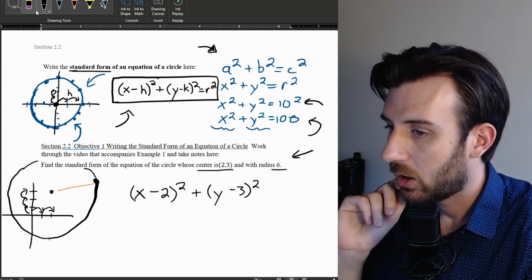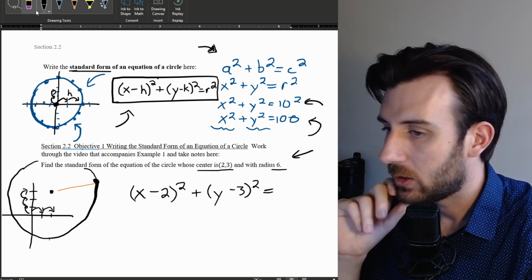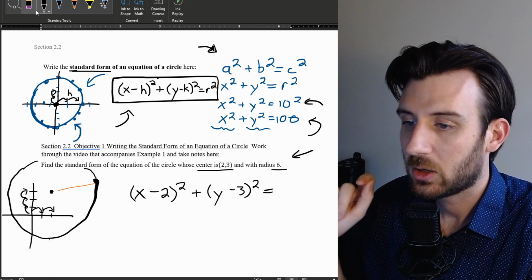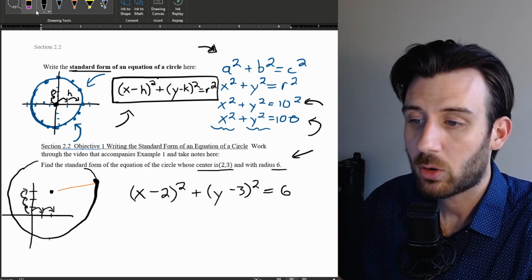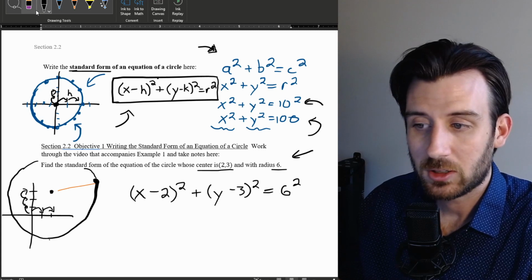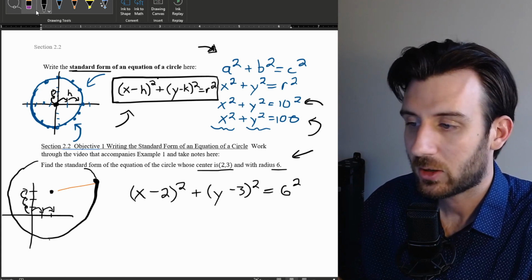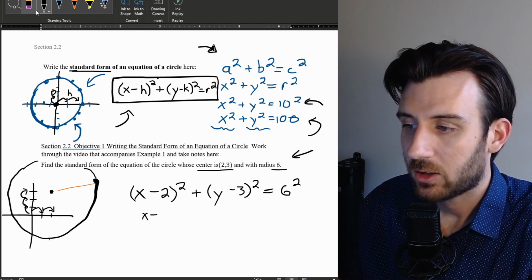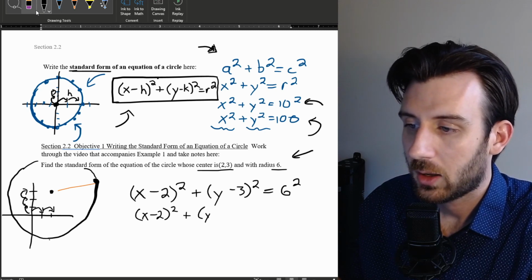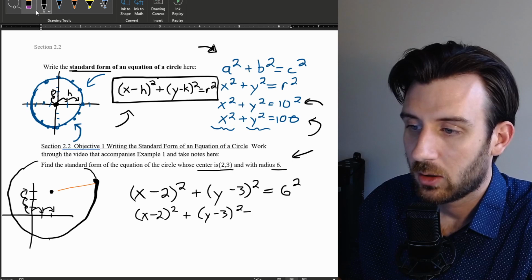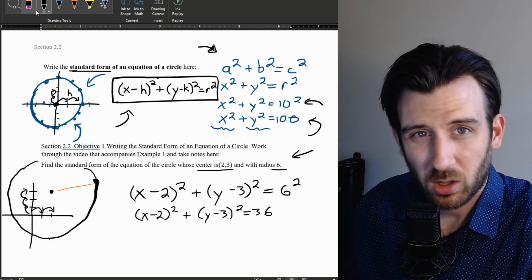Okay, great. What about the radius? The radius would be 6, and so I'd need to put that over here. But remember that these are all relating like we had a triangle, so this is really c squared. Perfect. So I could write all of this as saying (x minus 2) squared plus (y minus 3) squared equals 36. This should be the equation of a circle.